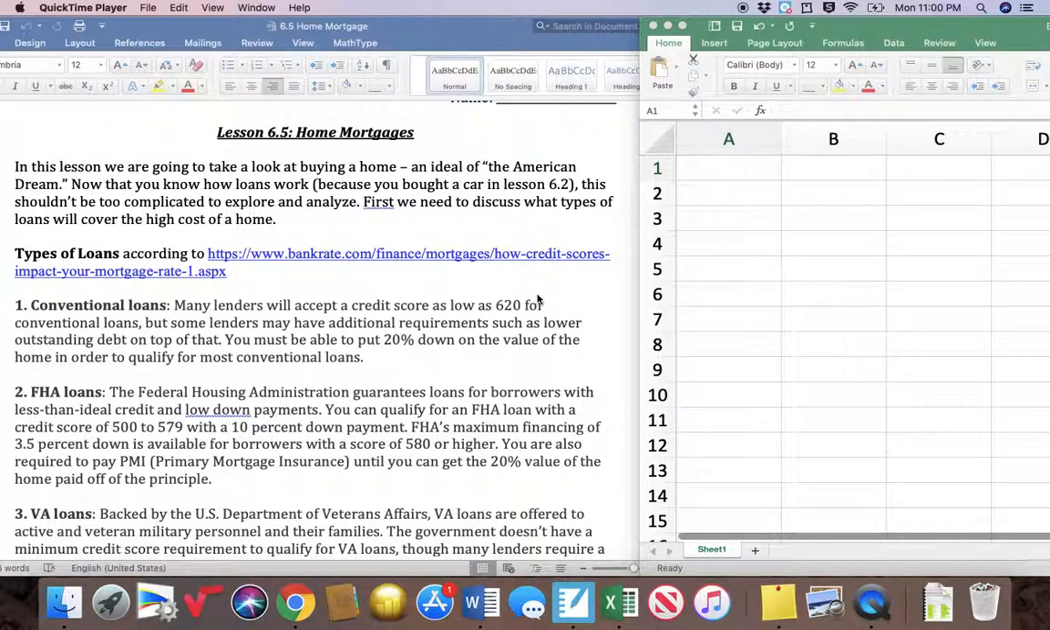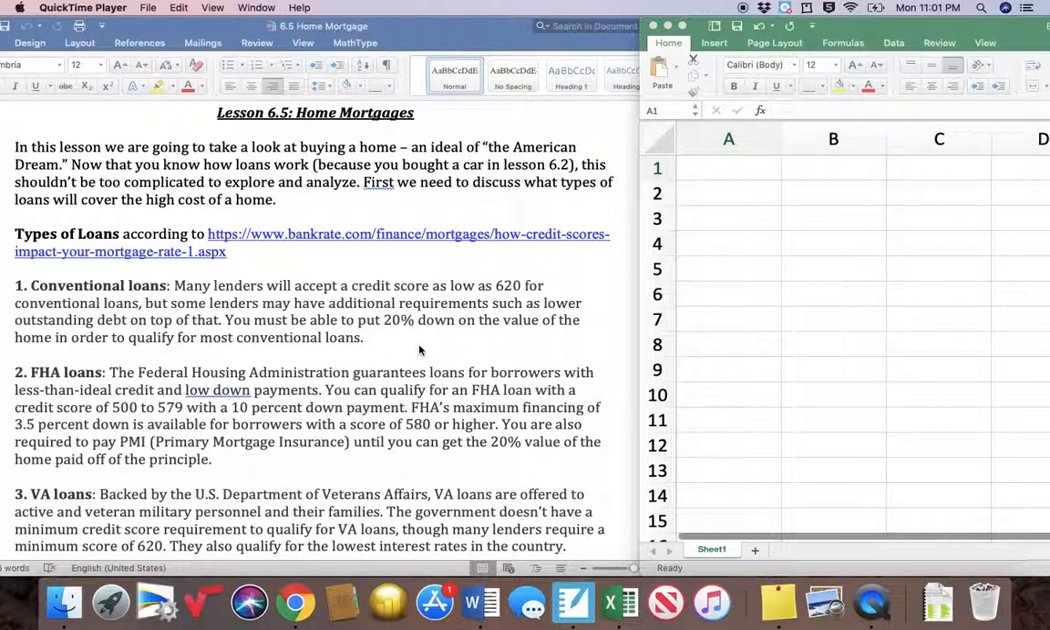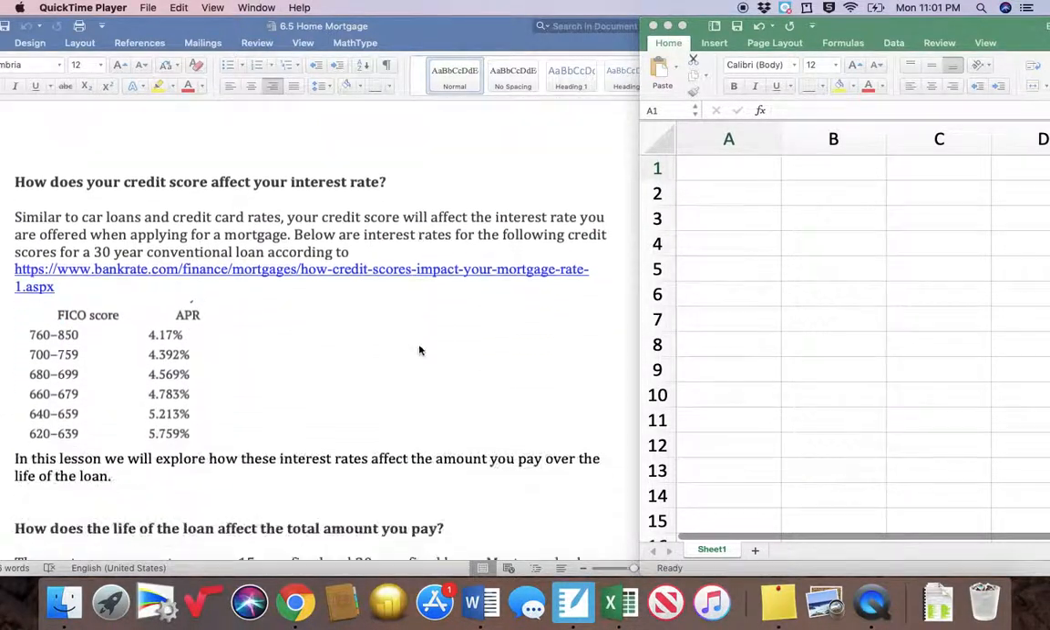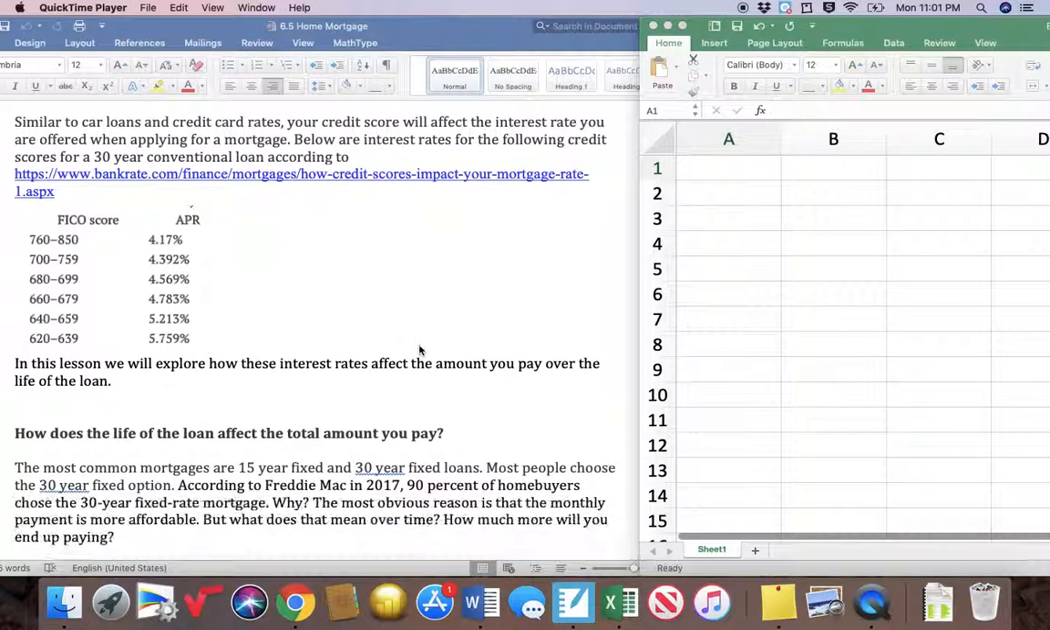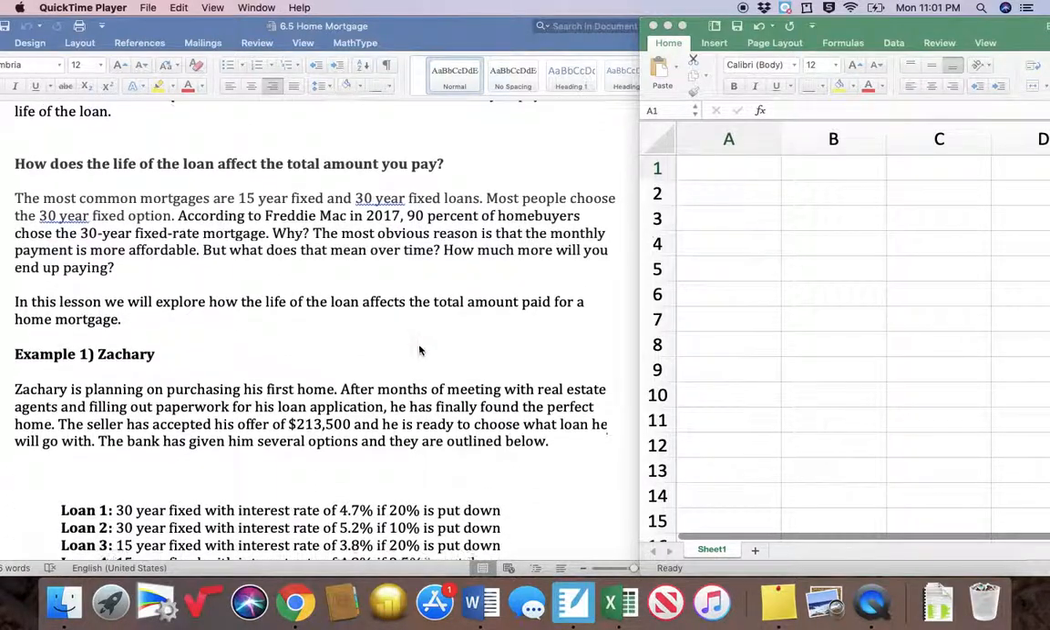Everyone. So today we're going to do lesson 6.5 on home mortgages or home loans. We discussed all of this in class, the reading that you had from the night before, or we read it aloud in class. And so if you did not get the opportunity to have that discussion with us, please make sure that you read through about all the different types of loans that there are out there, credit scores and how those affect your interest rates, which we discussed a little bit when we did lesson 6.2 on car loans, and the life of the loan and how that is going to affect the amount you pay, 15-year versus 30-year fixed. That's mainly what we're going to talk about in this lesson.